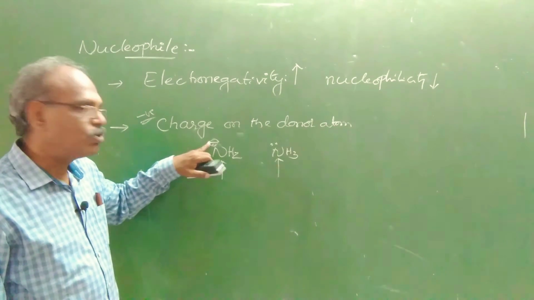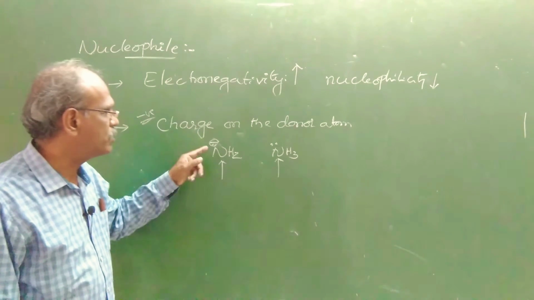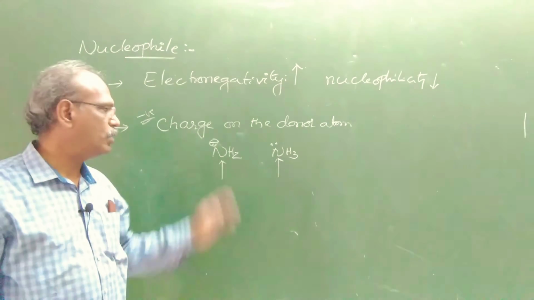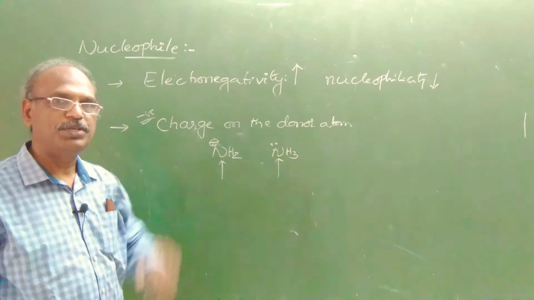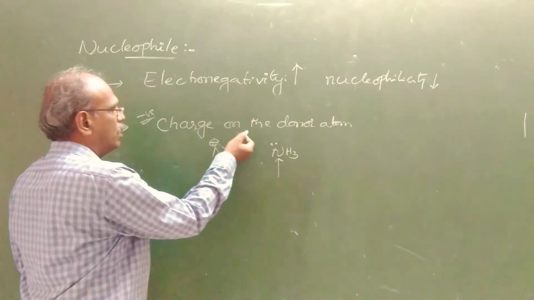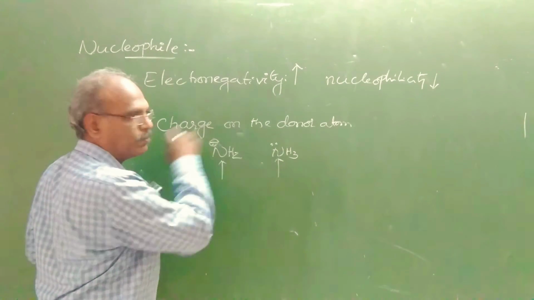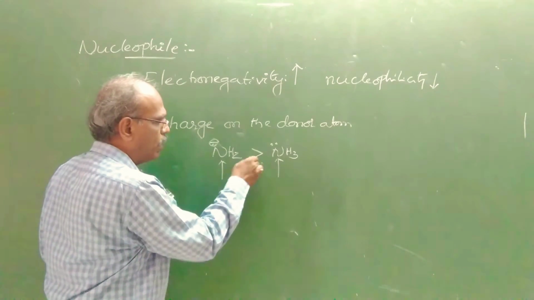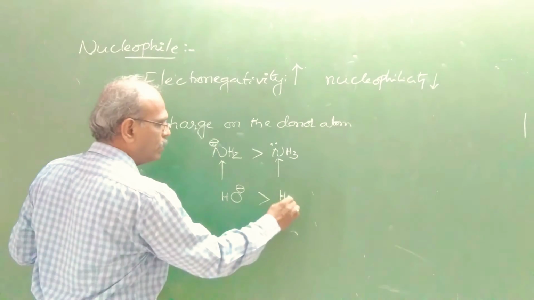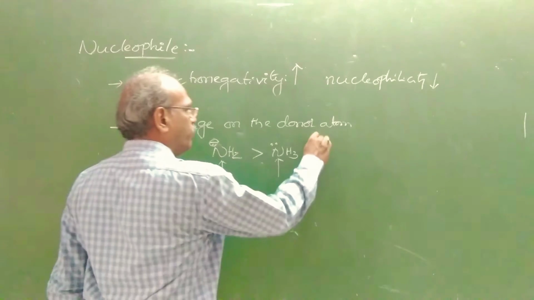Extra electrons are there. So because of less affinity or less attraction of the nucleus on this electron pair, it can easily give up to the other species, the electron deficient species. Therefore, a negatively charged species is more nucleophilic than the corresponding neutral molecule. Similarly, OH minus is stronger than H2O. Okay. And another one.